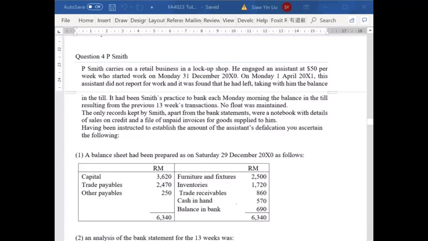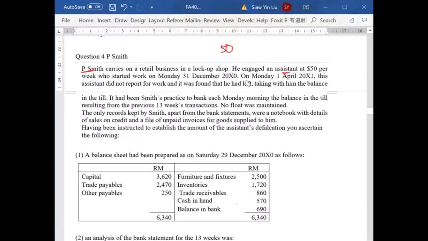Okay, so if you look at question 4, these questions talk about my life. This company carries on a retail business. So you get an assistant, every week you pay 50 ringgit per week, and you start to work on Monday, 30th, 31st of December.